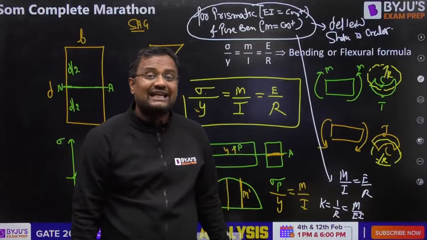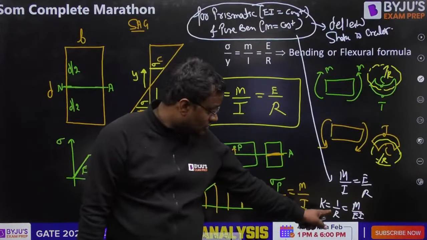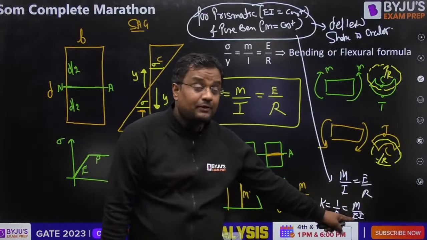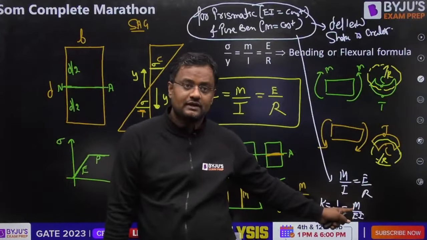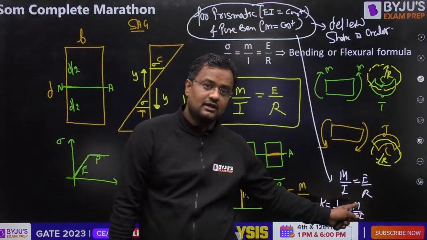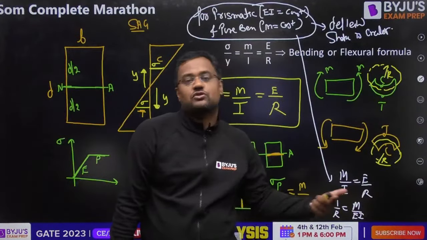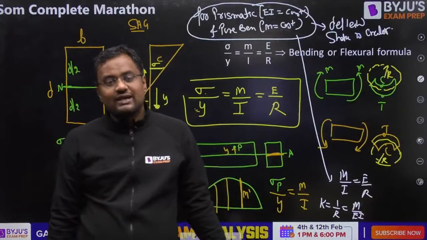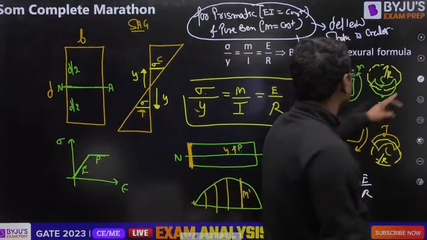So for a prismatic beam, EI is constant and in pure bending M is also constant. That means this whole term is constant, so 1 by R is constant, that means R is constant. R constant means a circle. So always for pure bending of a prismatic beam, the deflected shape is circular.